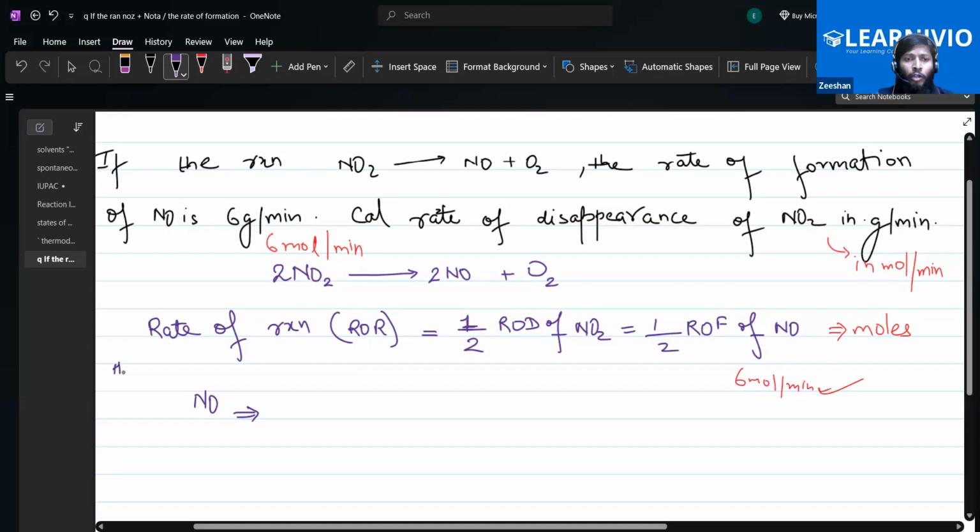What is H2O's molecular mass? Do you remember how to take out the molar mass? 18 grams. So what is this molecular mass of NO?